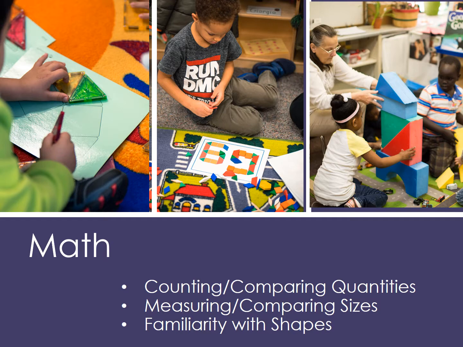Examples of measuring and comparing materials include measuring cups and spoons with materials to measure, such as sand or water, a balance scale with things to weigh, rulers, yardsticks, and tape measures with things to measure, puzzles with geometric shapes to put together, and fraction games. Materials that relate to familiarity with shapes are items such as a shape sorter, shape puzzle, geoboards, attribute blocks, pattern blocks, and shape stencils.